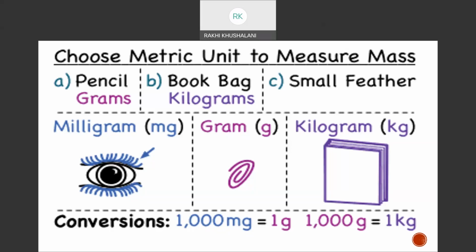So the same thing happens while weighing the mass, that is, lighter things are measured in milligrams, little heavier things, like here a pin is given, can be measured in milligrams as well as grams. And then kilograms goes for heavier mass. Now grams, like usually when you go to buy gold, you go to buy silver, you must have seen, it's in grams.